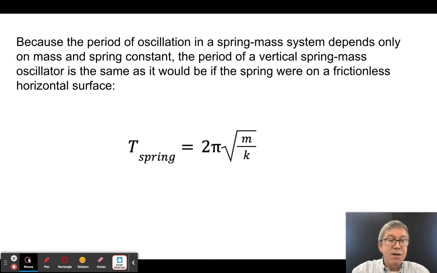It's going to take the same amount of time to complete an oscillation. It's just that the distribution of the energies is going to be a little bit different. It's going to be traveling slower as it passes through the equilibrium point than it would be if it was horizontal.